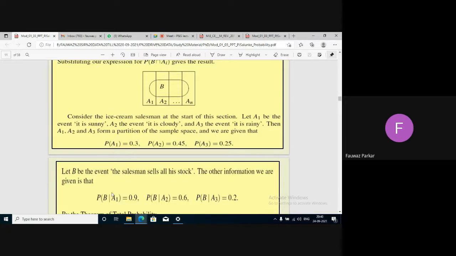So the probability of the stock being sold when it is sunny is 0.9, when it is cloudy is 0.6, and when it is raining is 0.2. ठीक है. B का मतलब it is selling, he is selling all his stock. These are the conditions. A1 A2 A3 जो डिनोमिनेटर में है और जो इसके बाद है, ये लाइन के बाद है, those are the conditions.